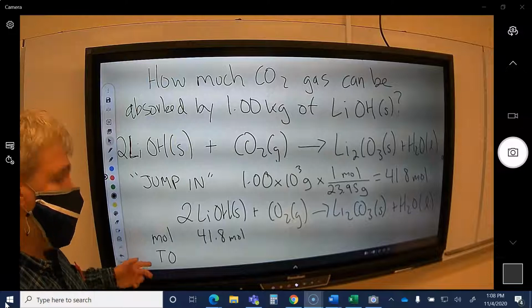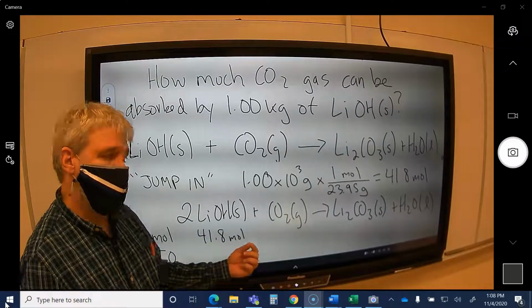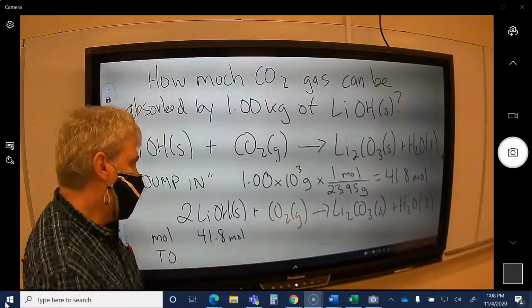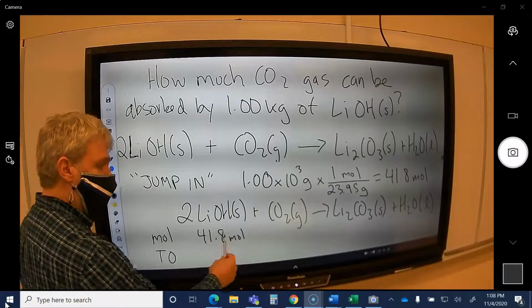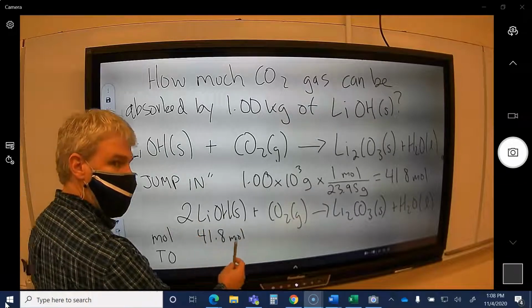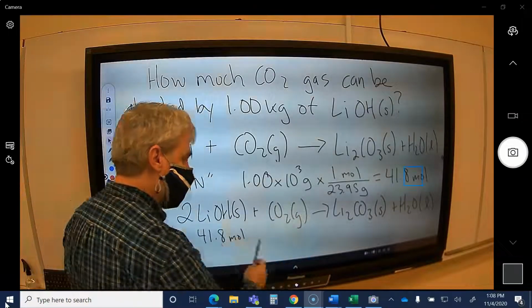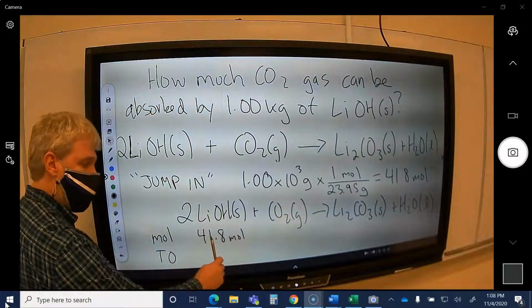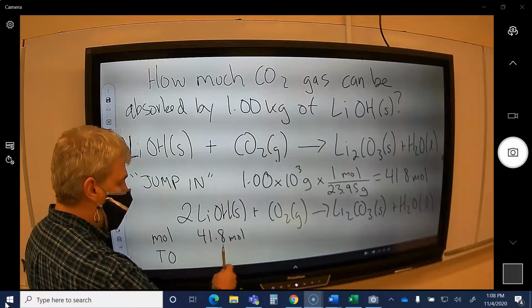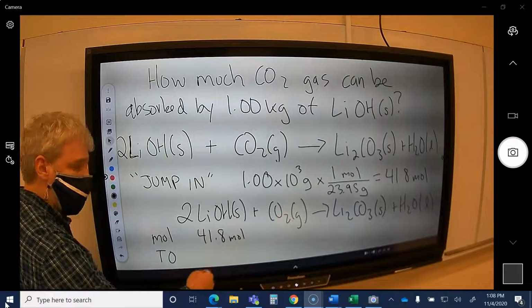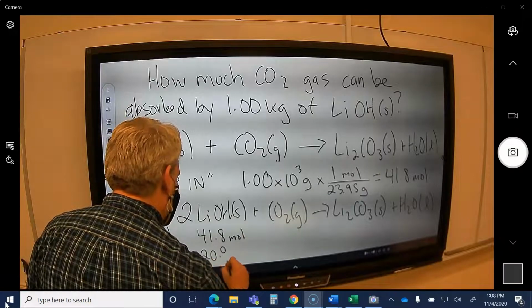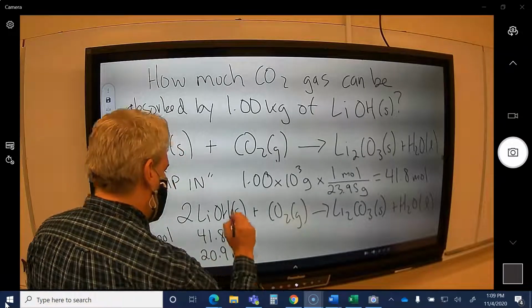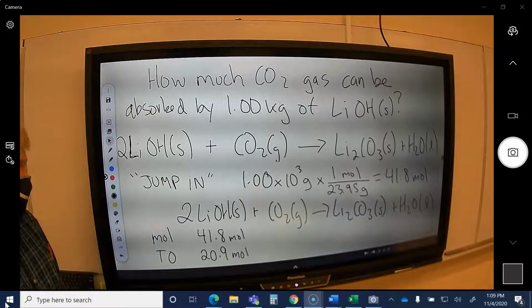So that means the number of times that I can turn over the reaction is only going to be half of the number of moles I had, right? In order to turn it over once, I need 2 of these. In order to turn it over 1 mole of times, I need 2 moles of lithium hydroxide. So if I'm starting with 41.8 moles of lithium hydroxide, I'm only going to be able to turn the reaction over half as many times, 20.9 moles.